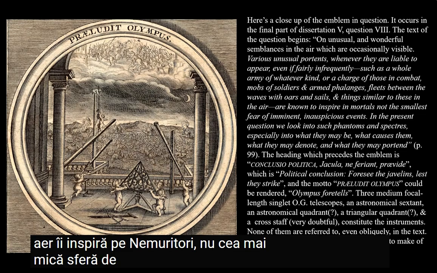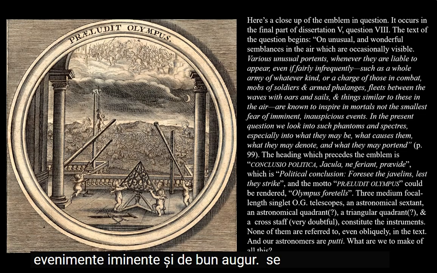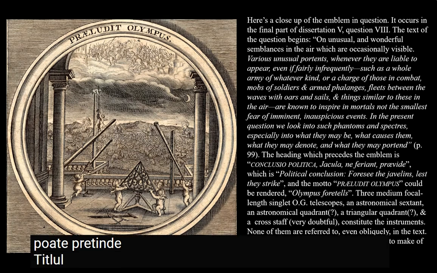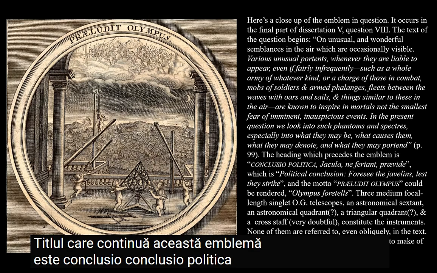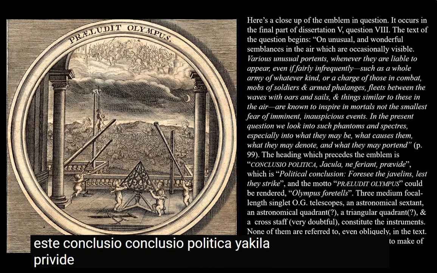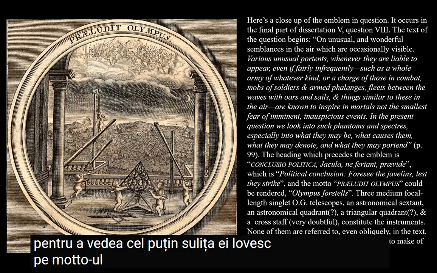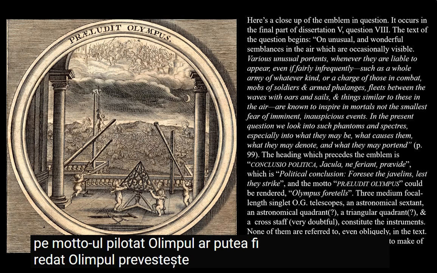of imminent, inauspicious events. In the present question, we look into such phantoms and spectres, especially into what they may be, what causes them, what they may denote, and what they may portend. The heading which precedes this emblem is Conclusio Politica Iacula ne feriant praevide, which is political conclusion, foresee the javelins lest they strike, and the motto, Praeludit Olympus, could be rendered Olympus foretells.